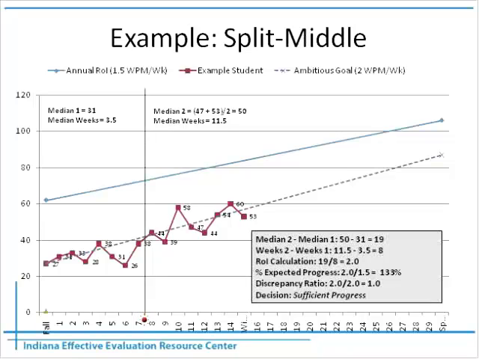Excuse me, 8. 8 weeks, sorry. I can count 1, 2, 3, 4, 5, 6, 7, 8, and 1, 2, 3, 4, 5, 6, 7, 8. So we draw a line between the first 8 data points and the second 8 data points. And then what we do is we calculate the median of these 8 data points.